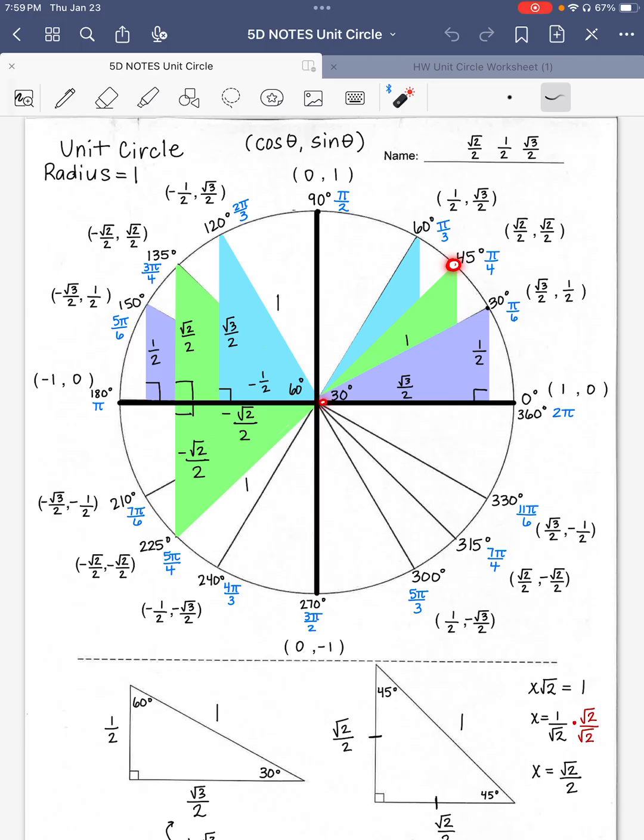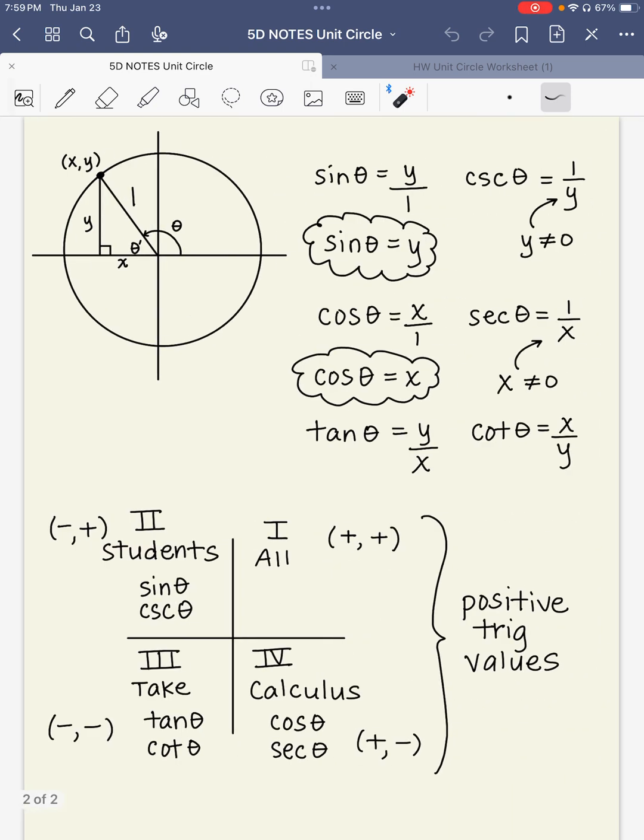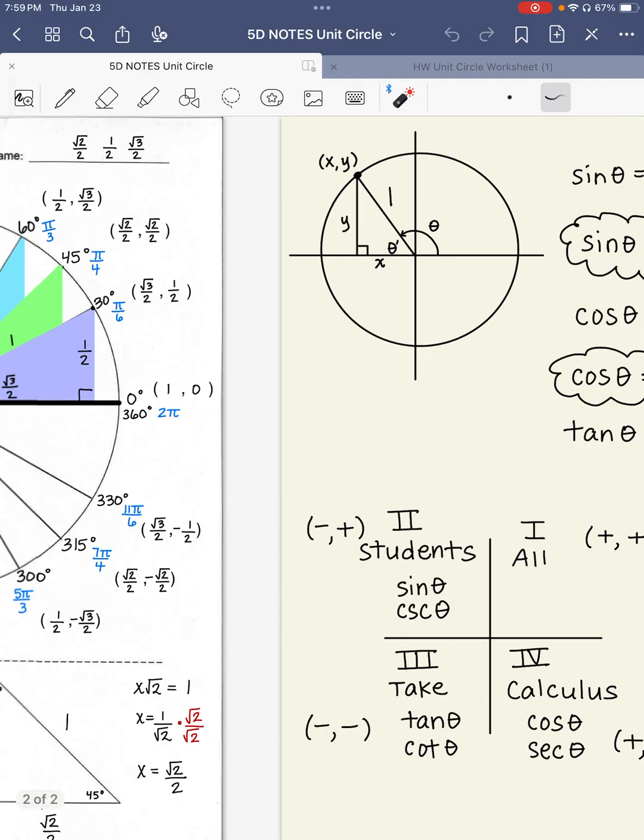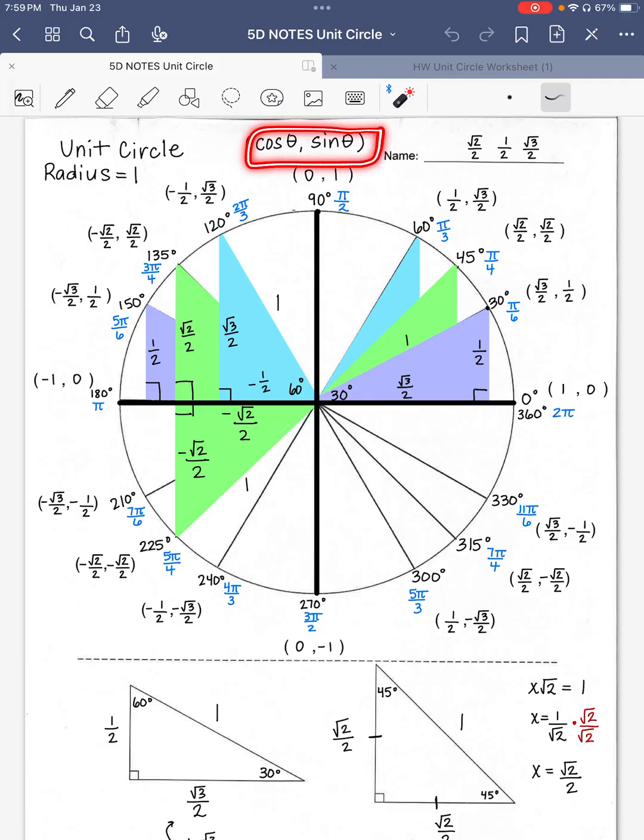This ordered pair is a 45, 45, 90. So we go right a distance of root 2 over 2 and then up a distance of root 2 over 2. So to plot this point, we have to go right root 2 over 2, up root 2 over 2, which is this. For 60 degrees, we go right a distance of 1/2 and up a distance of root 3 over 2, which is where that comes from. Well, we just realized here that cosine is just the x value and sine is just the y value, which is why I have that written up here.